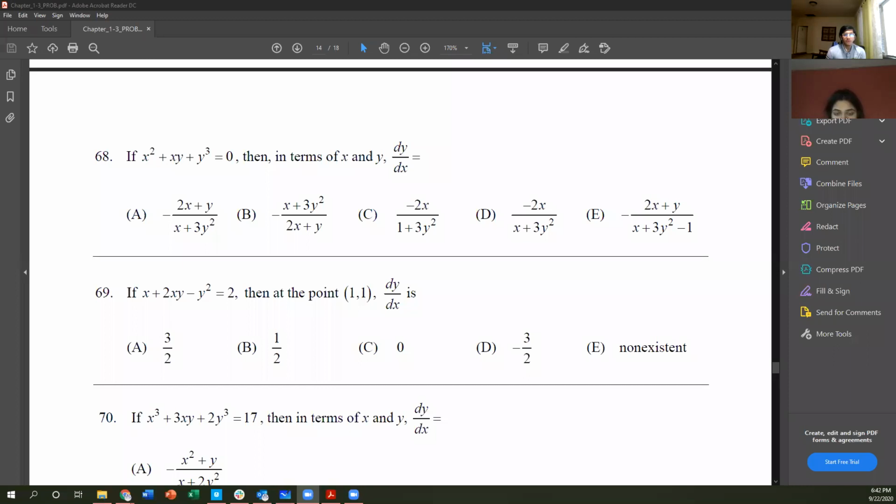So back to what we were doing earlier. Okay, are we on number 68 now? I think we're on number 68. So this is the implicit differentiation stuff, right? 67. We were on 67? Okay. Yeah.